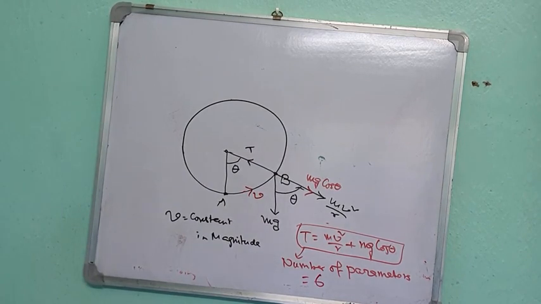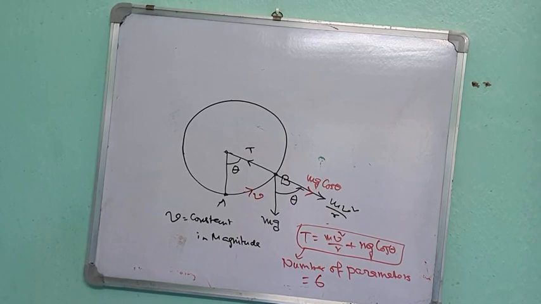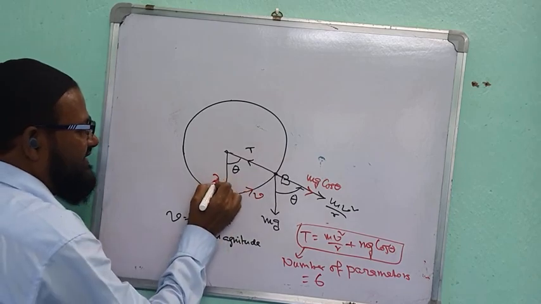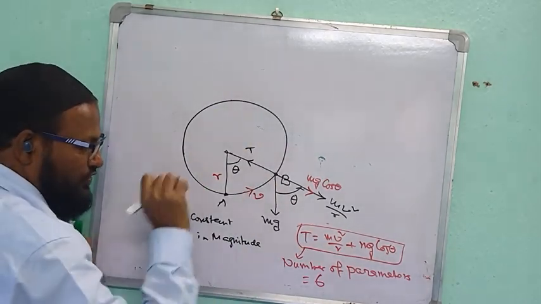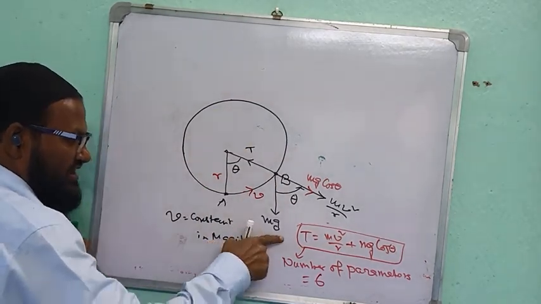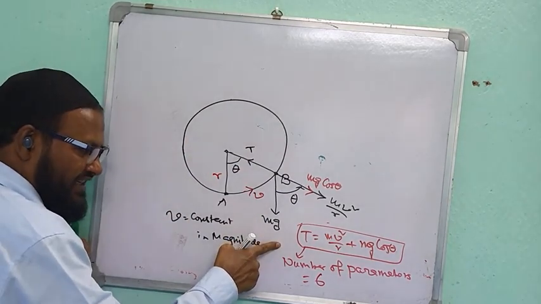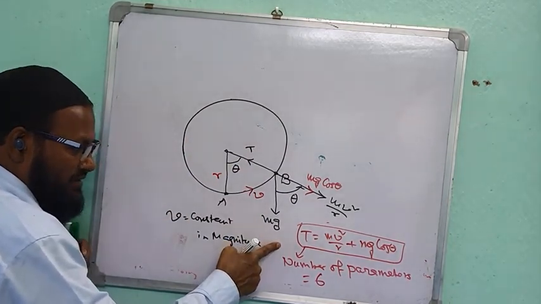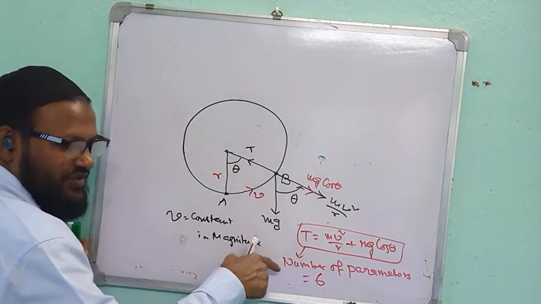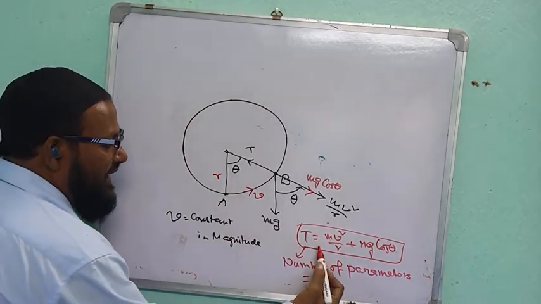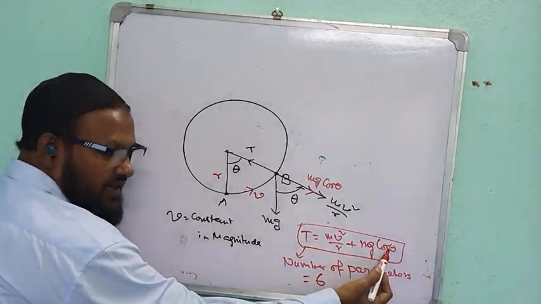Out of the 6 parameters, 4 parameters are constant. Which are changing here? Please see here. This is the radius of the circle, R constant, mass constant, g constant, and velocity is also constant. What remains? T and theta.